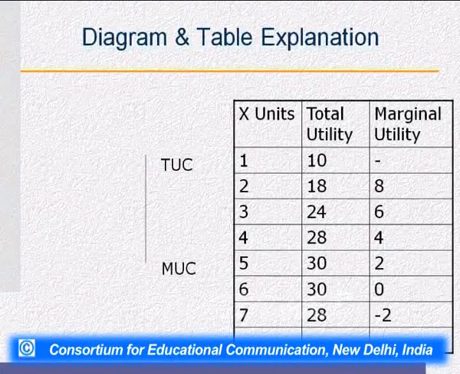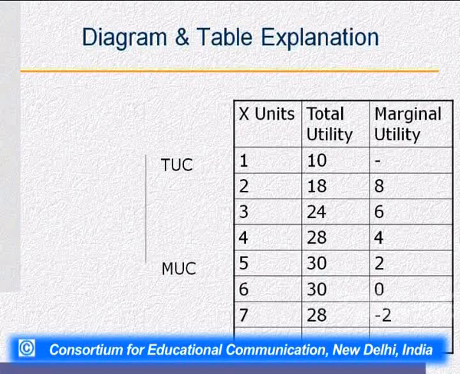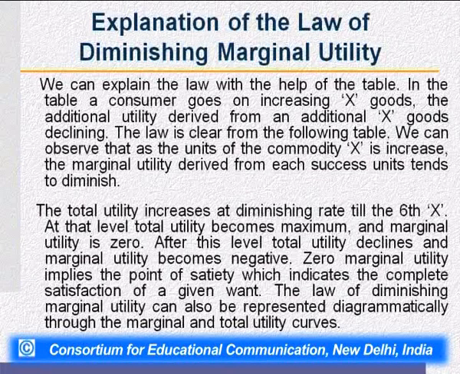If you look at this table, as the consumer goes on increasing X goods, the additional utility derived from additional X goods is declining. The law is clear from the following table. We can observe that as the units of commodities increase, the marginal utility derived from each successive unit tends to diminish. Diminish means when it goes into a negative form.